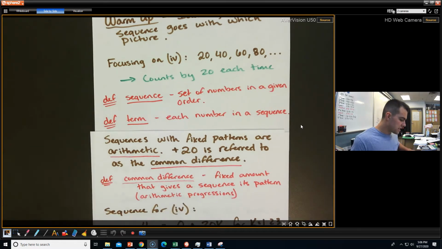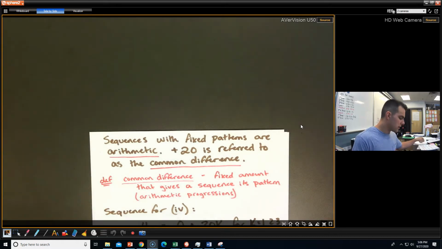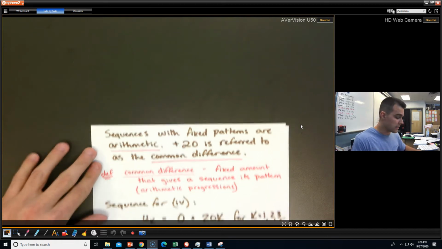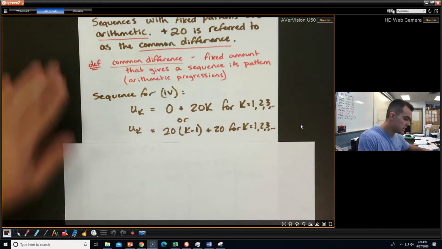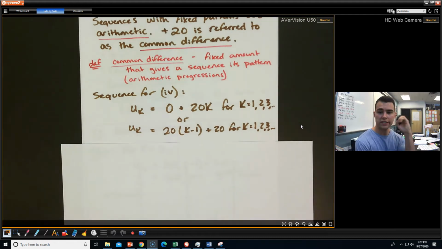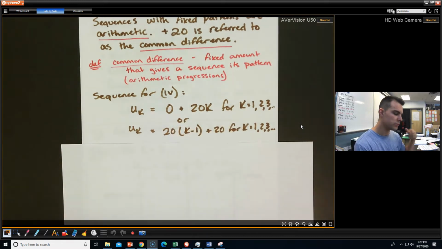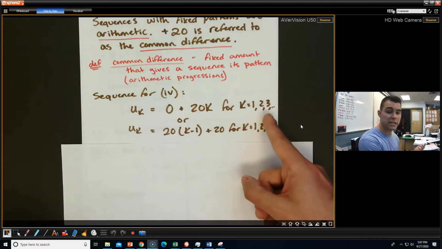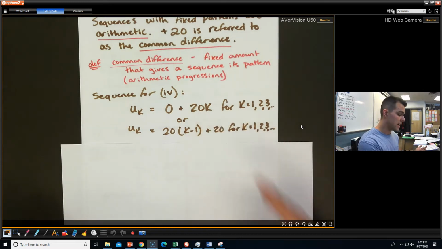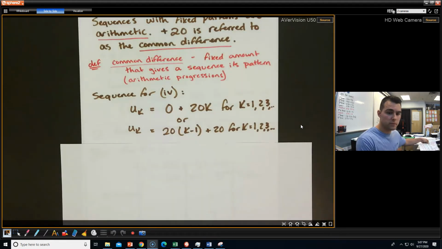If we're looking at sequence 4, there are a couple of ways we can write it. There is a mathematical notation to it, which we will go over in a little bit, but just get an idea of what it is. We have this sequence, we're starting at 0, we're adding 20 every single time, and this is for k equals 1, 2, or 3. If I want the second term in the sequence, I could say k is equal to 2, plug it in, and I would get 40, which is the second number in the sequence.